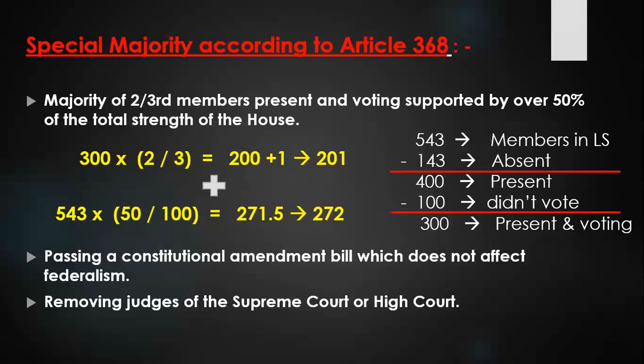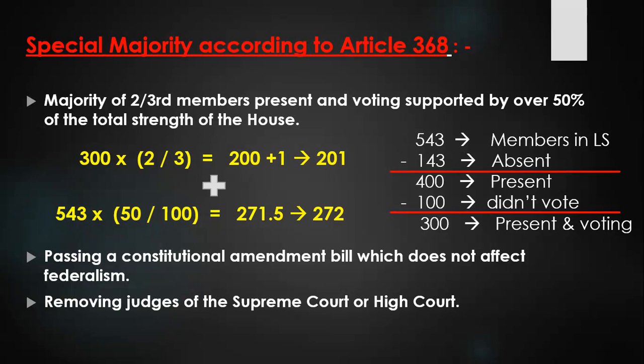So now we will have to calculate 2/3 of this 300, because 300 was present and voting. So we will multiply this 300 with 2/3. Please see the text in yellow color. So now we will multiply this 300 by 2 by 3. When you do the calculation, the number will come 200.